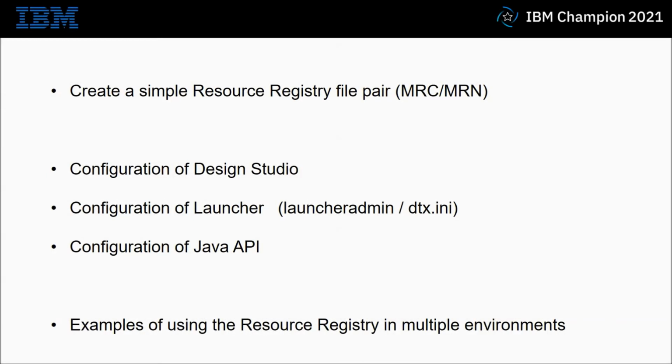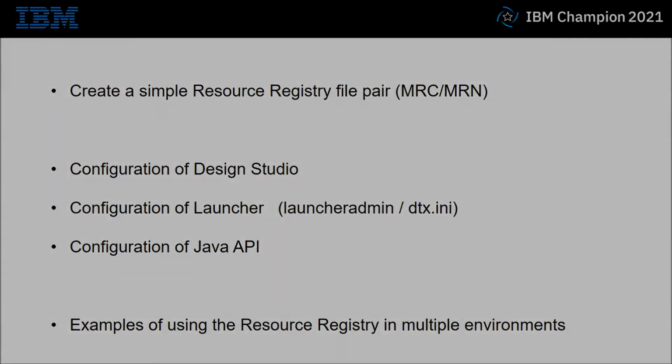Today's practical demonstration is split into three parts. In the first part, I will show you how to create a simple resource registry file pair. That's an MRC and an MRN. In the second part, I will show you configuration of the various execution environments: Design Studio, Launcher, and Java API. And for the final part, I will show you examples of using the resource registry in multiple environments.